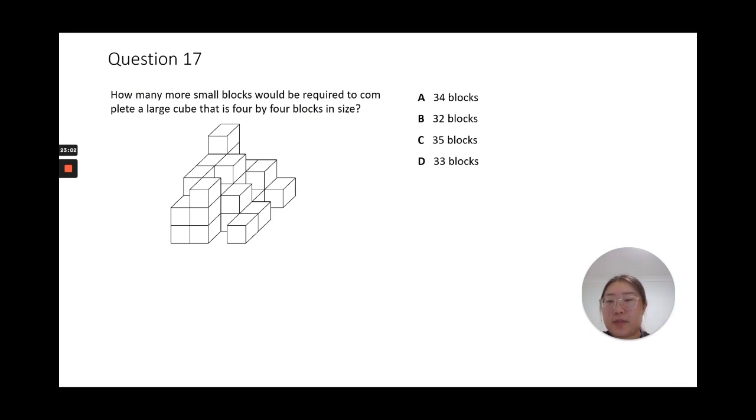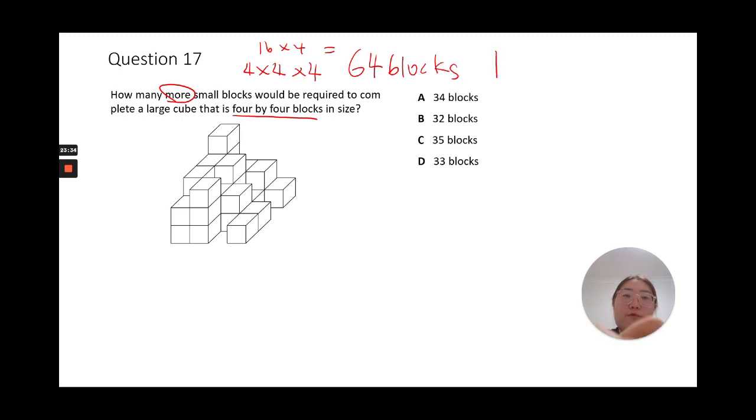Okay, 17. For this question, what you had to do was find how many more small blocks are required to complete this pattern, to make it a 4x4 full block. What you want to do is figure out how many blocks are in here already and subtract that from a full 4x4x4 block. A 4x4x4 would be 16 times 4, which is 64 blocks. That is a full 4x4x4 cube, and that's what we want at the end.